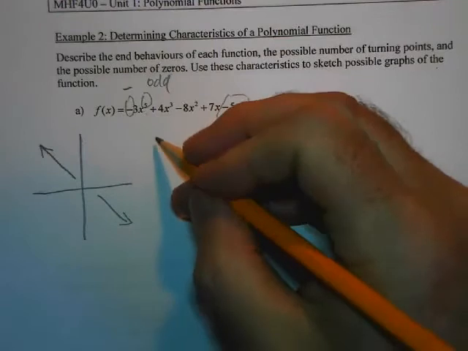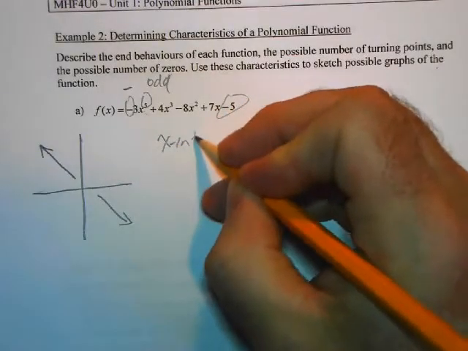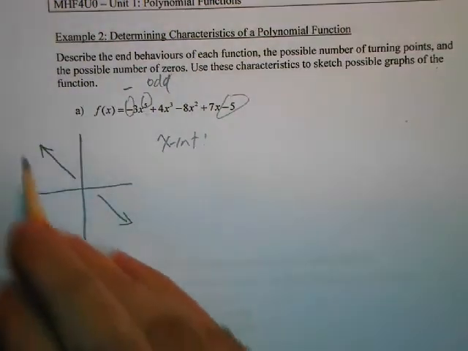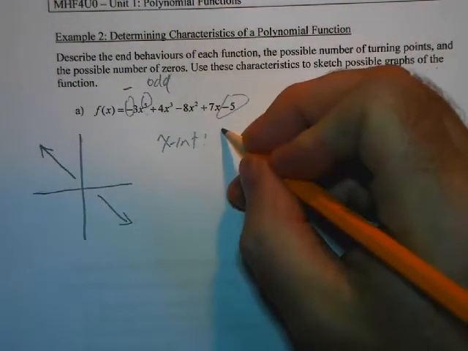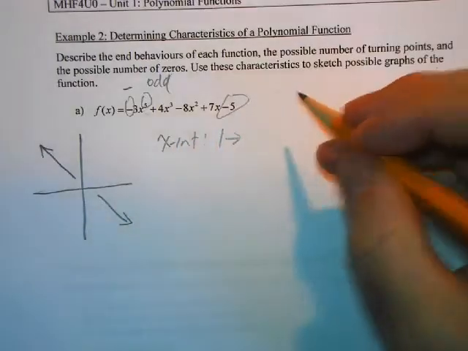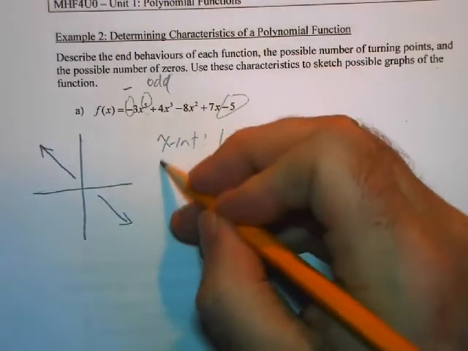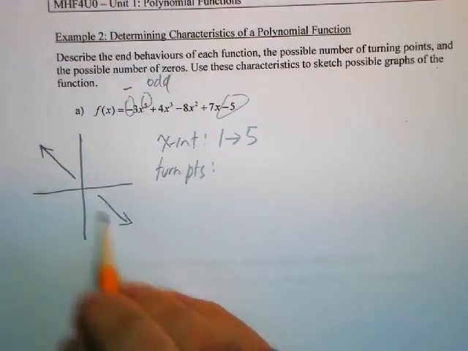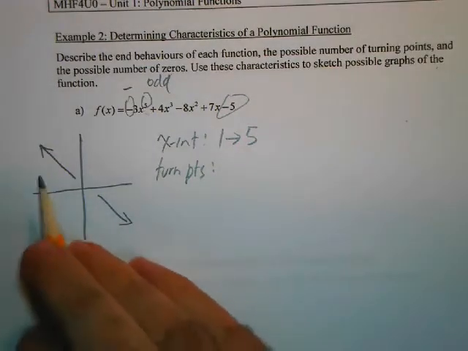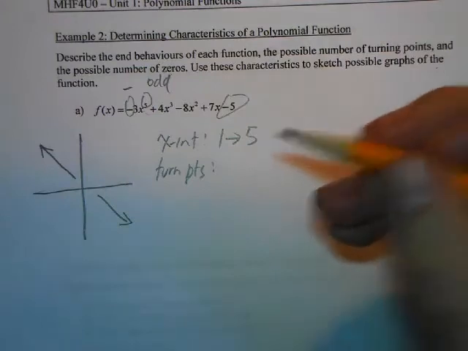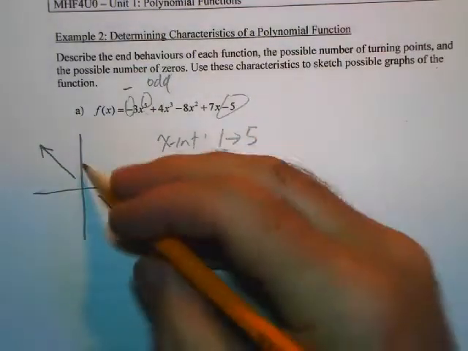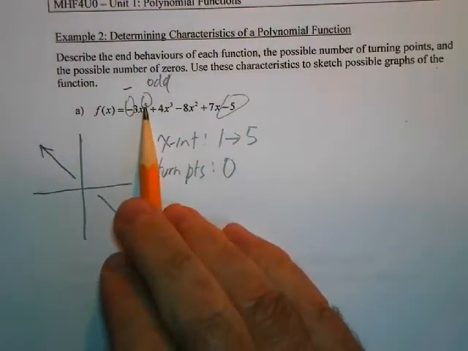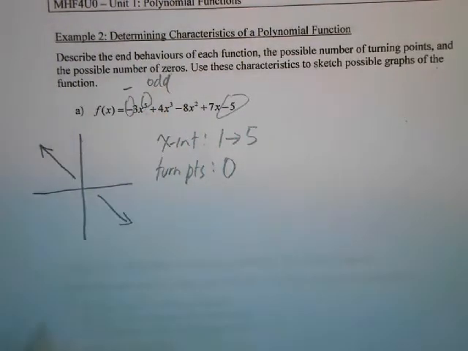So in terms of, I'm going to call them x-intercepts even though they said zeros here. The x-intercepts, it has to have at least one because it has to cross the x-axis, and it can have up to the degree, so that's 5. Turning points, it doesn't necessarily have to turn. So I'm going to say 0, not actually using that number yet, just the fact that it's odd.